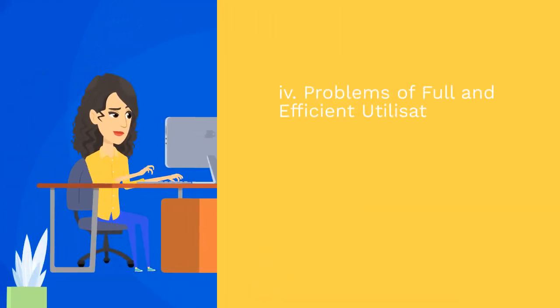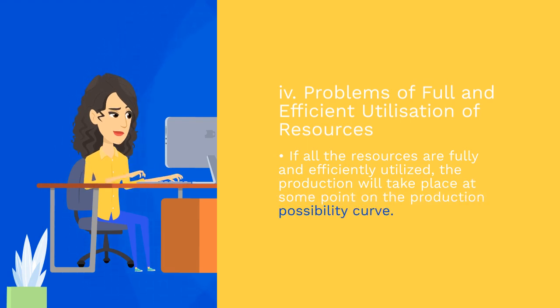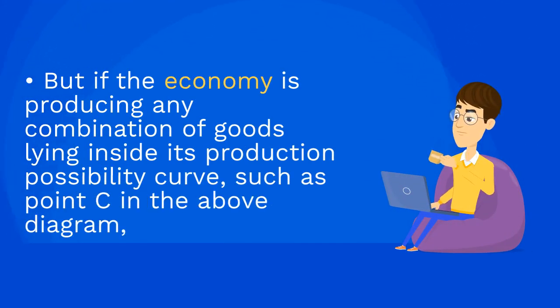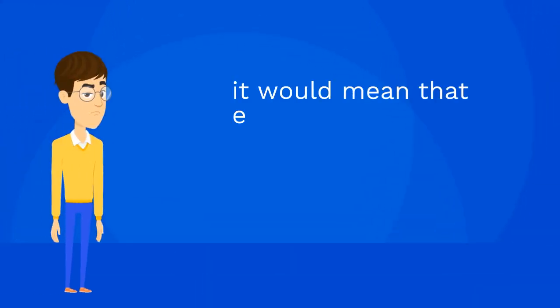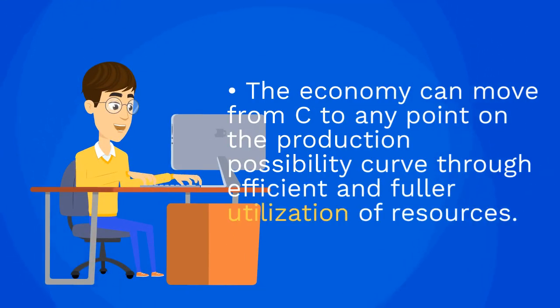4. Problems of full and efficient utilization of resources. If all the resources are fully and efficiently utilized, the production will take place at some point on the production possibility curve. But if the economy is producing any combination of goods lying inside its production possibility curve, such as point C in the above diagram, it would mean that either some of its resources are lying idle, or some of its resources are used inefficiently in production. The economy can move from C to any point on the production possibility curve through efficient and fuller utilization of resources.